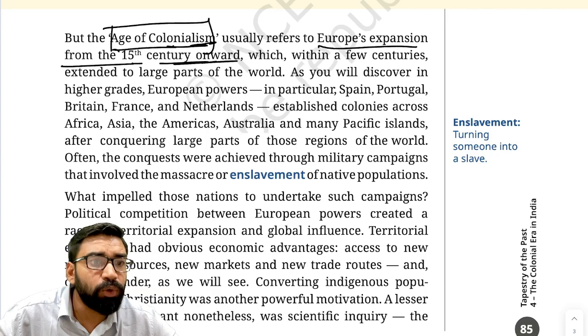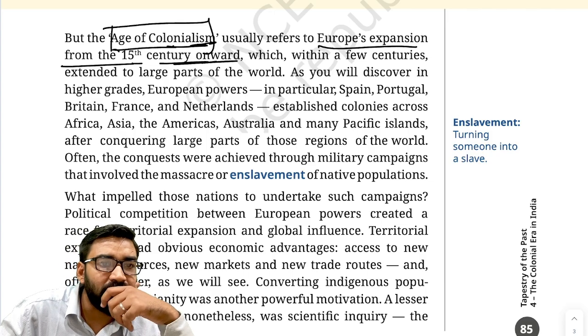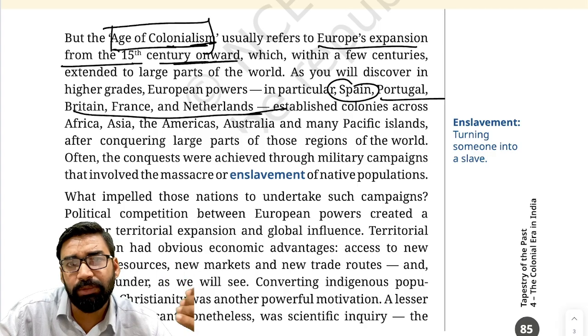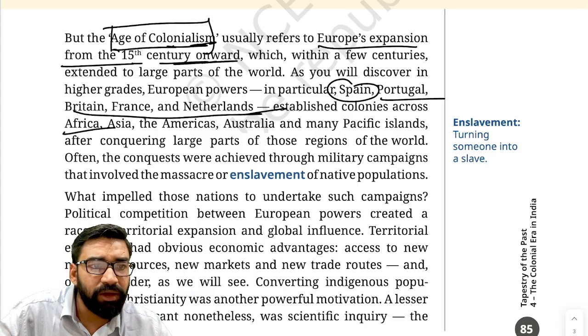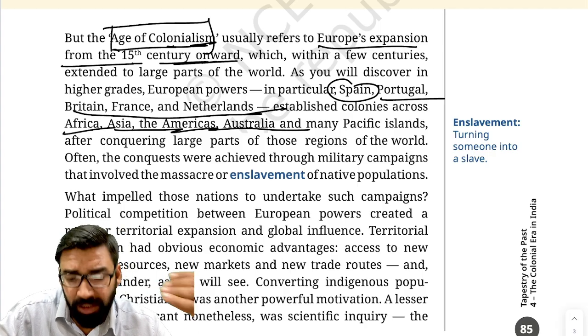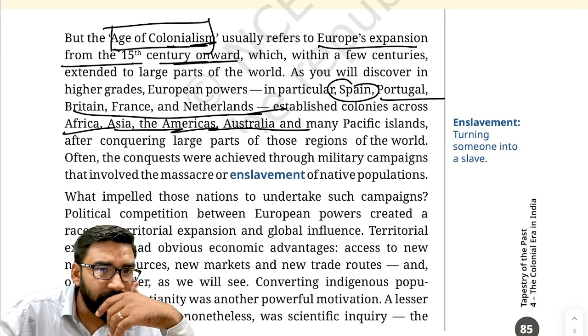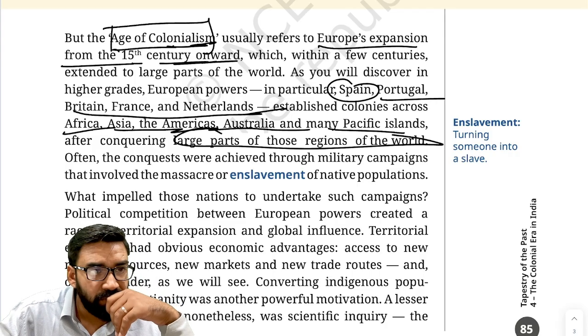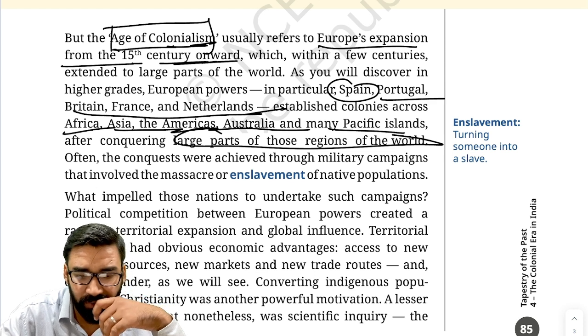Fine. So various European powers like Spain, Portugal, Britain, France, and the Netherlands established their colonies across Africa, Asia, America, Australia, and many Pacific islands also. Clear? So they conquered a large region of the world. This is something which is very important.